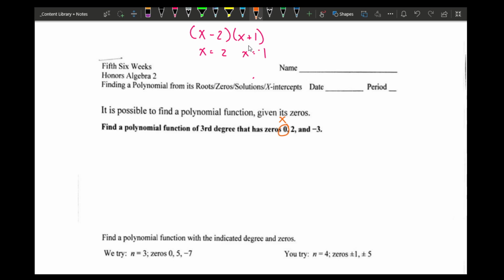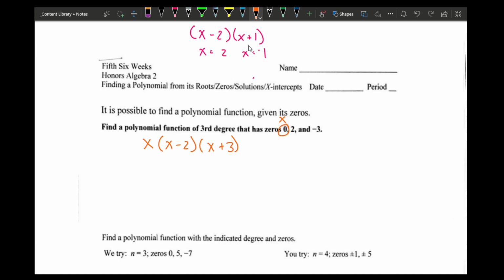So I'm going to write this as x for my 0. My 2 will be x minus 2. Remember, it's the opposite. The negative 3 will be x plus 3. What I tend to do with these is pick 2 factors to multiply to get a trinomial and then distribute into that trinomial. Your mileage may vary. If you have your own method you want to do, I'm not going to complain about it.